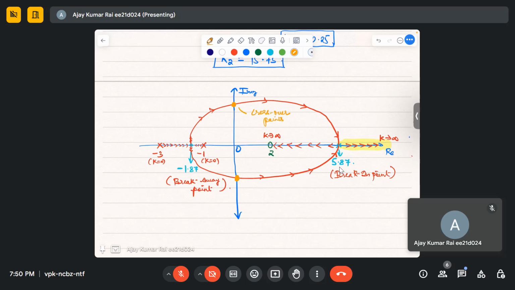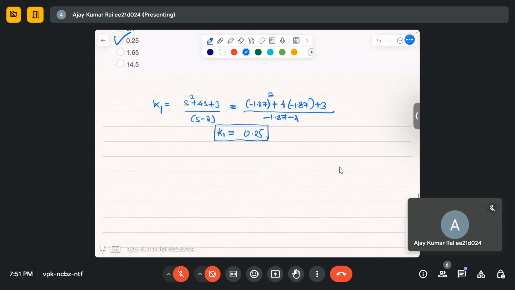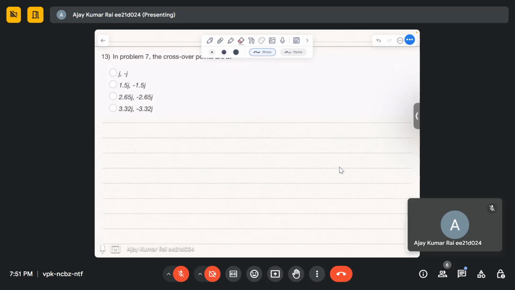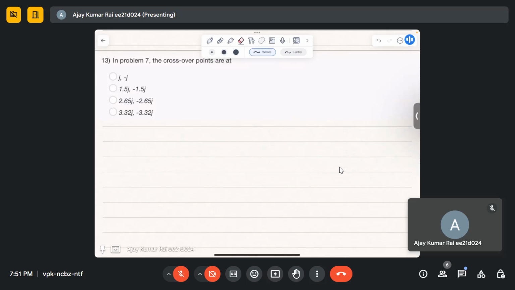Okay, this value and this one. Okay, so let's calculate those values here. We'll be using this equation, 1 minus G(s)H(s) equal to 0. This is the characteristic equation, and you know the roots of the characteristic equation are the closed loop poles.